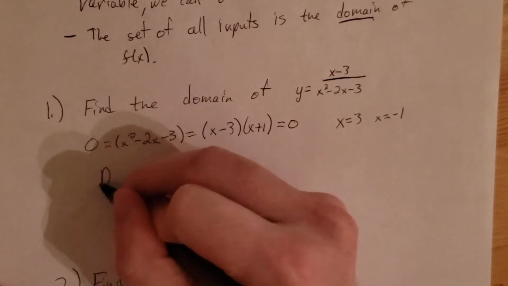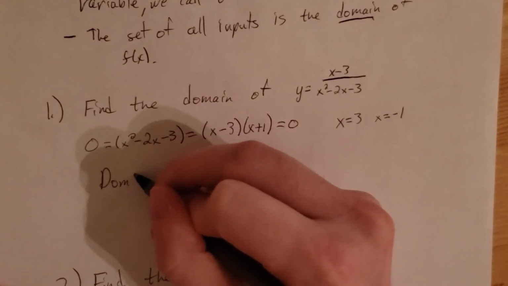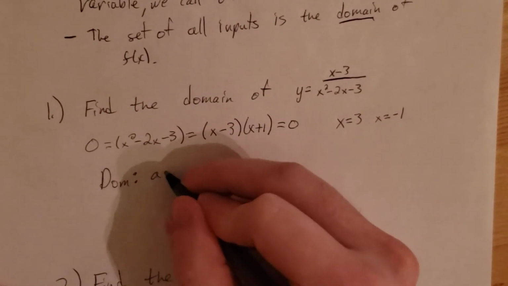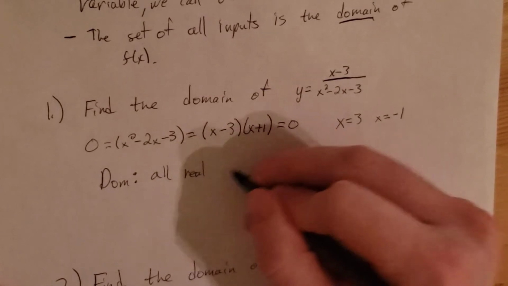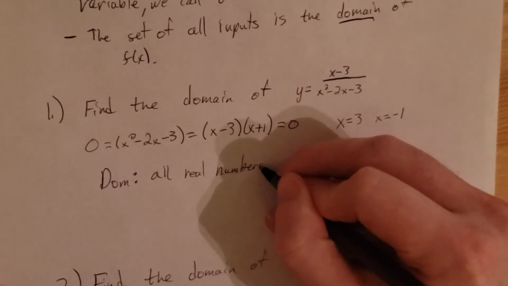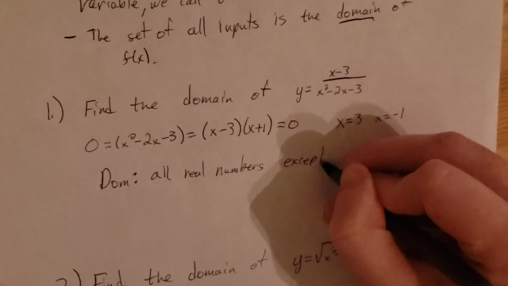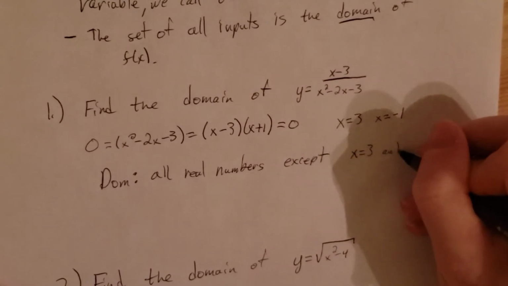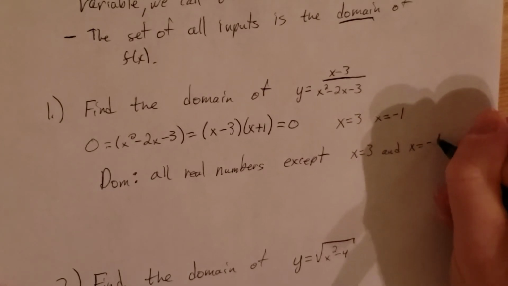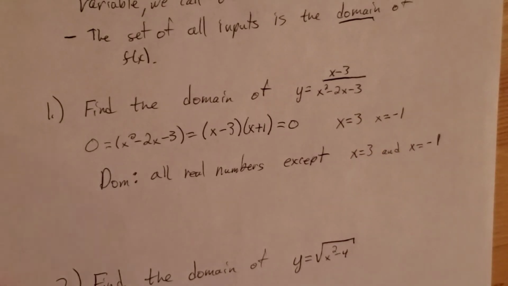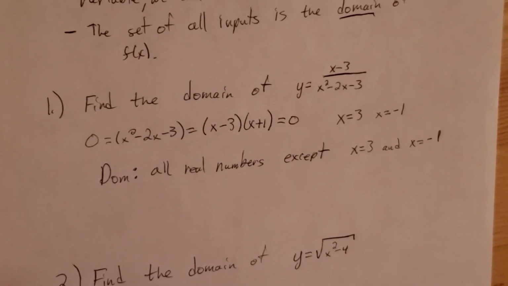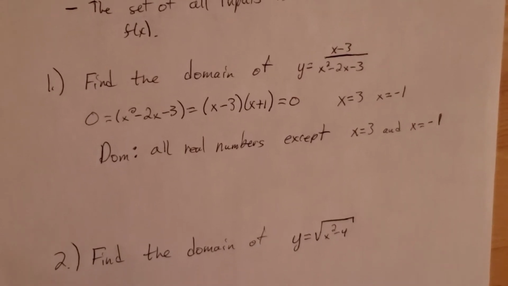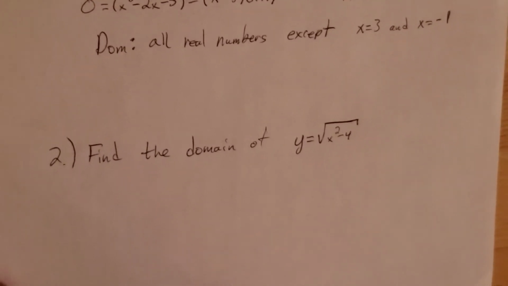So we know that the domain is all real numbers except x equals 3 and x equals negative 1. And that actually does it for the first problem here. So let's try the second one.